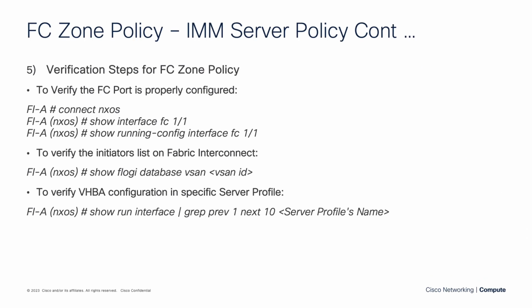As far as verification goes, I've extracted from the troubleshooting section of that design guide for direct attached storage. That was the source for these commands. You can connect to the Fabric Interconnect, Secure Shell in, connect to NXOS CLI, and you can issue the following commands to verify the FC port is properly configured, to verify the initiators list on the Fabric Interconnect, and to verify the vHBA configuration within the server profile.